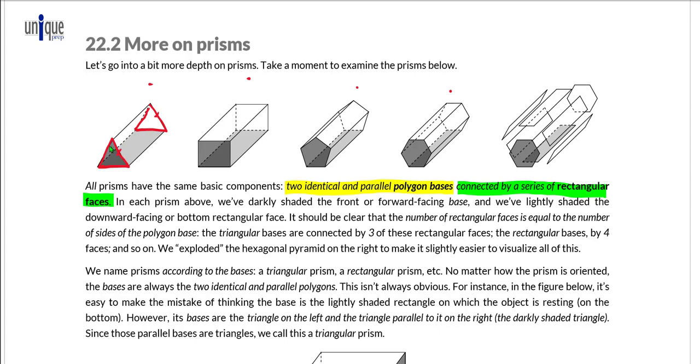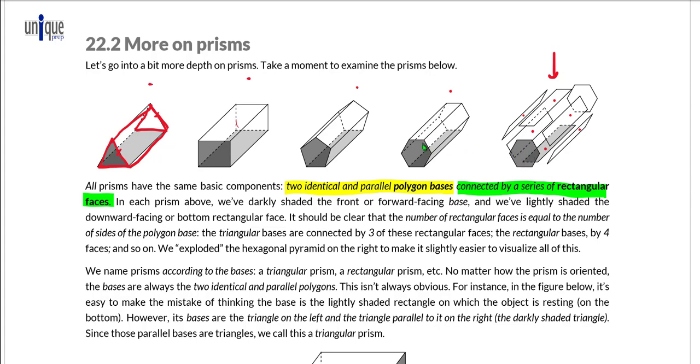So like this side to this side is connected by this rectangle here that is sort of facing to the right. Same thing with the rectangular prism. I've got a rectangle on the front, a rectangle on the back, and then of course I've got four rectangular faces connecting those rectangles. Over here on the right, we've exploded this hexagonal prism so we can sort of see all the pieces. You can see the hexagon on the front, the hexagon on the back, and then you have 1, 2, 3, 4, 5, 6 rectangular faces connecting the hexagonal bases in the front and the back.